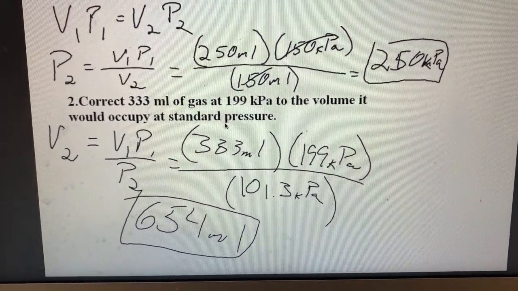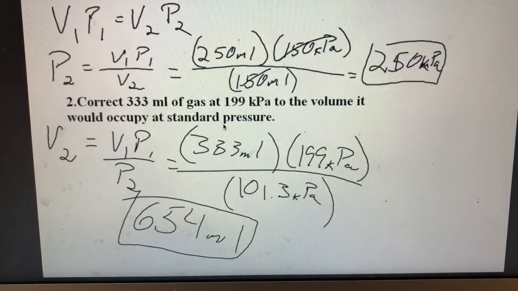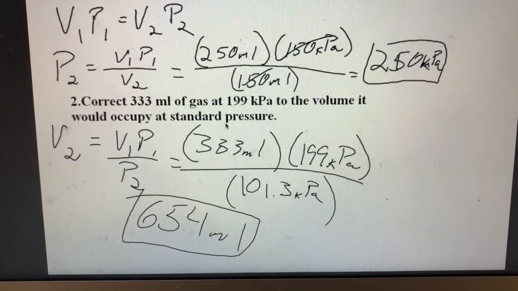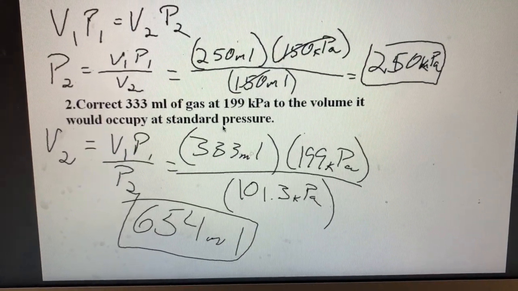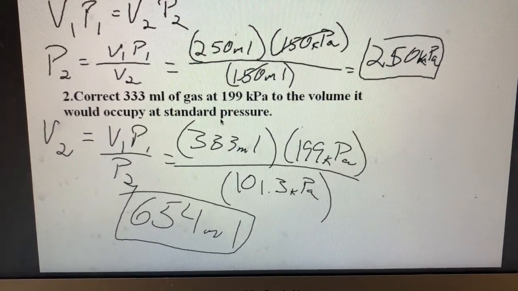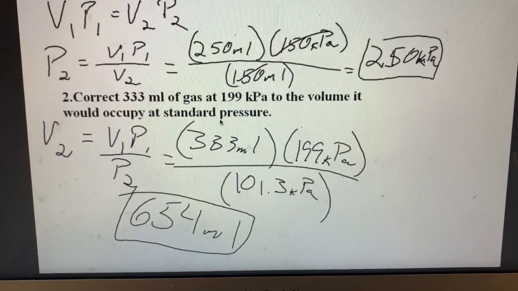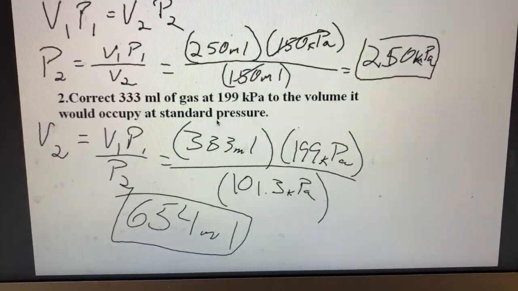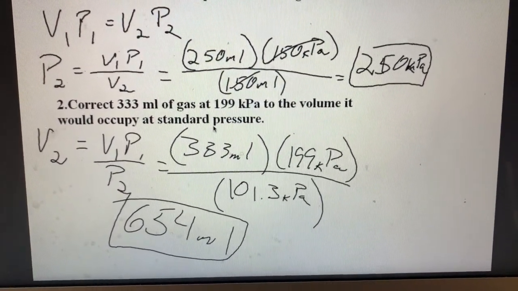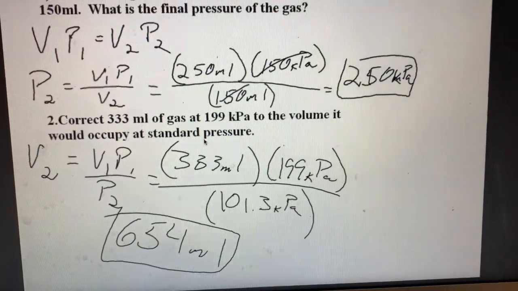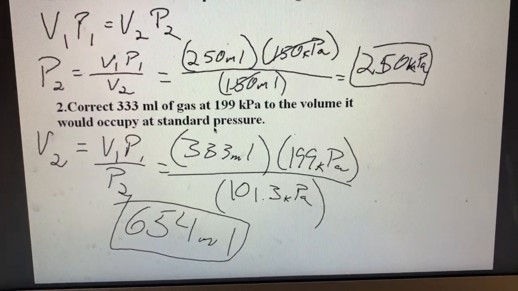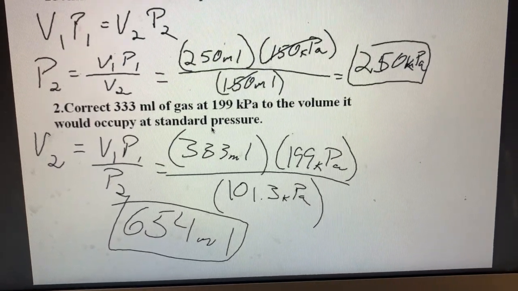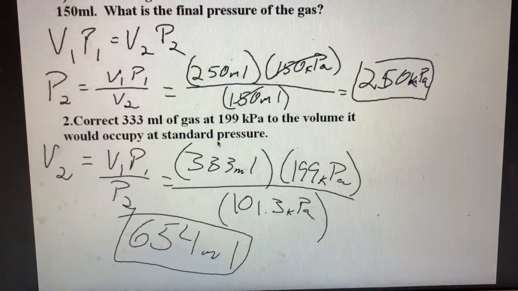Number 2, correct 333 mils of gas. All correct means is just, let's see what the change is going to be. So correct 333 mils of gas at 199 kilopascals to the volume it would occupy at standard pressure. In this case, we're looking for the final volume. Remember, standard pressure is 101.3 kilopascals. We learned that last unit. That's not going to go away.